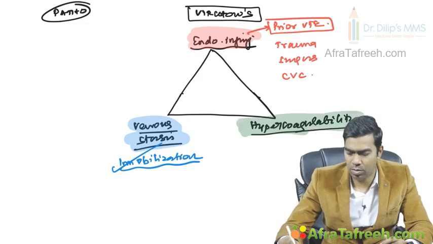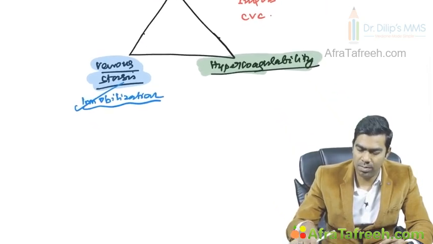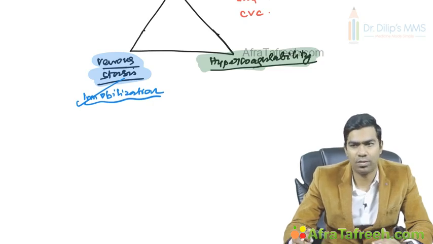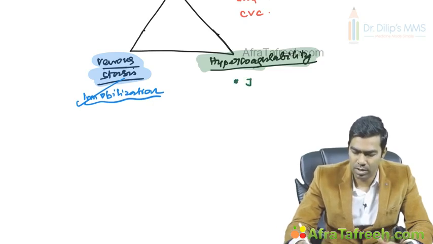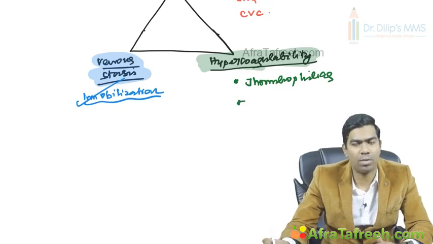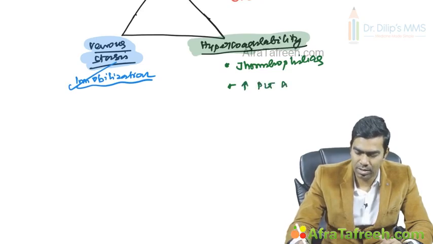And what about hypercoagulability? Hypercoagulability wise, you can get different kinds of things, but very commonly you can get thrombophilias. A lot of thrombophilias are there. Let me tell you some important thrombophilias, even though we have already discussed. You have increased platelet adhesion.